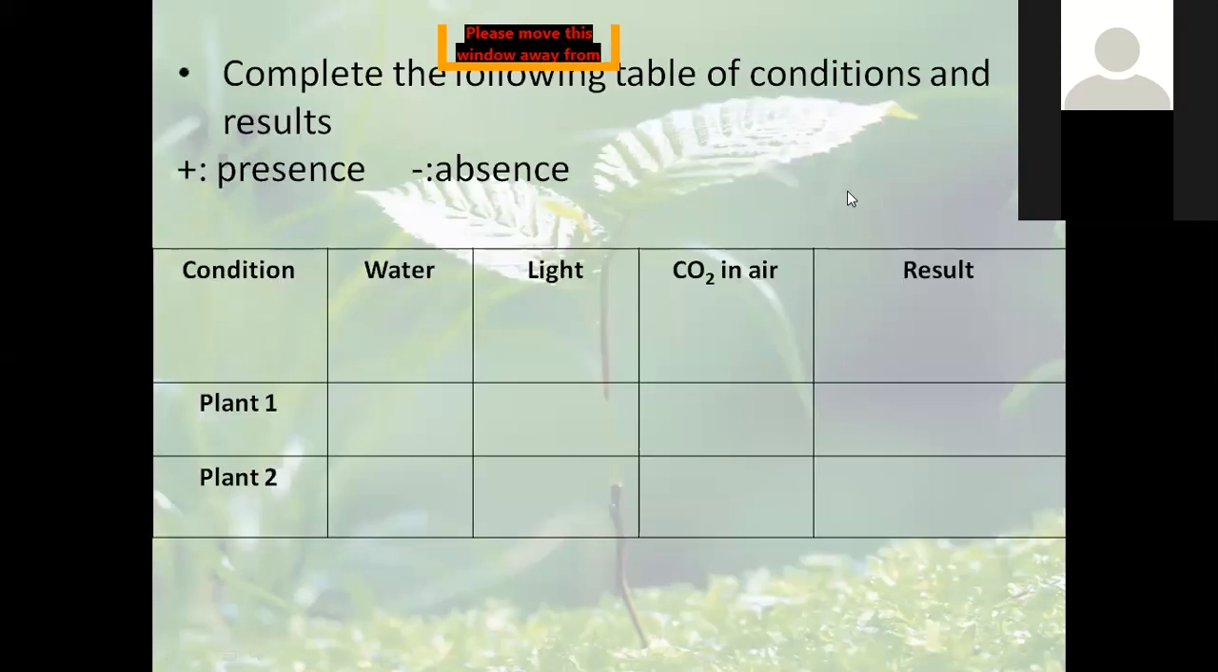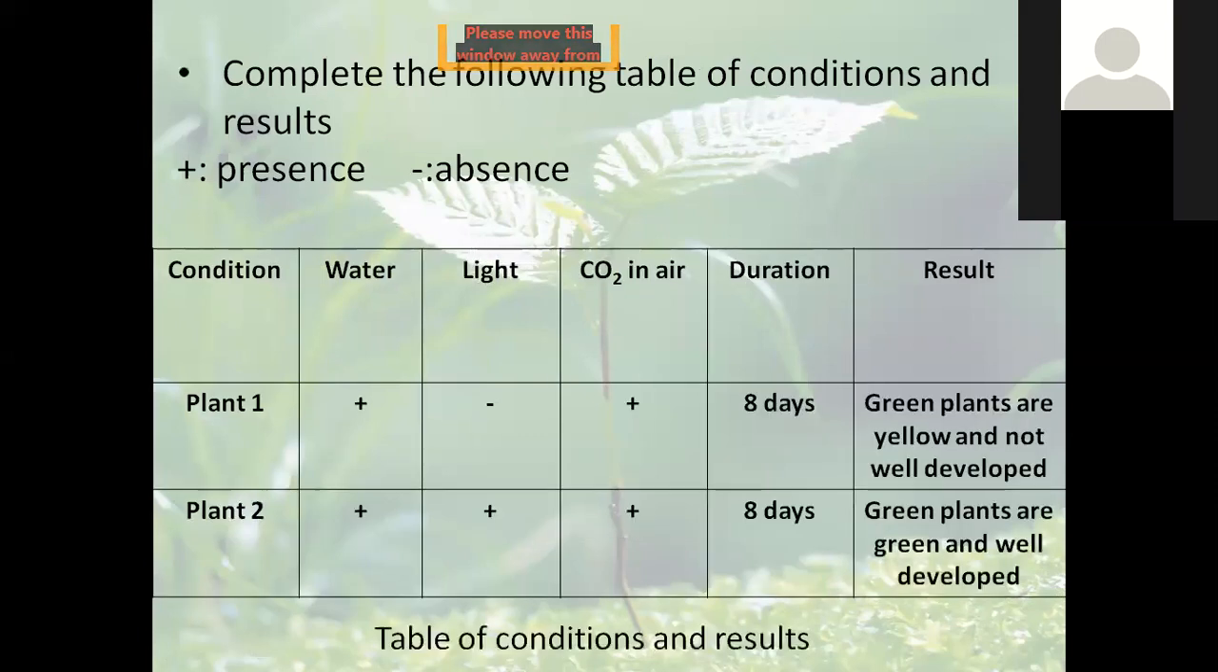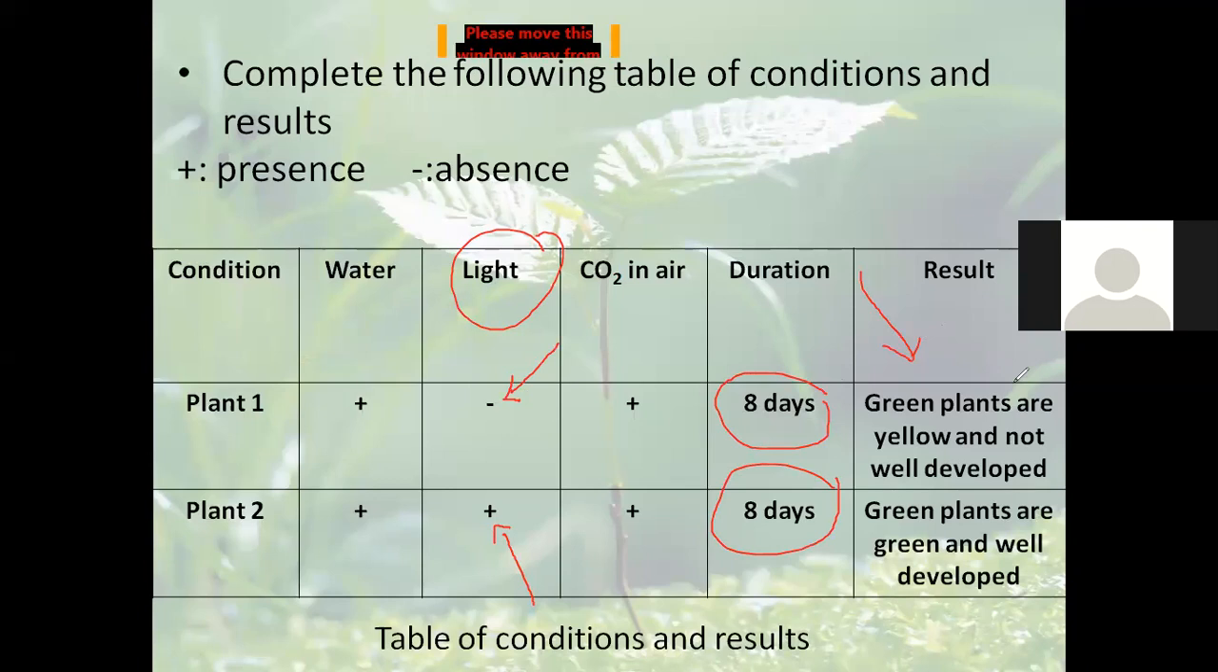Thank you. So here we complete the table of conditions. Always, as you see, I'm drawing the table of conditions because I want you to get used to this. Already we use this a lot in grade 9. In the table of conditions, all of the conditions are available except for the light, which is absent in plant 1, so we put minus, and present in plant 2, so we put plus. For duration, I put 8 days because it's mentioned in the question. The green plants in the dark are yellow and not well developed, and the green plants in the presence of sunlight are green and well developed.